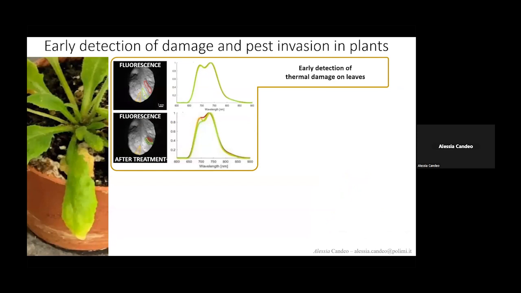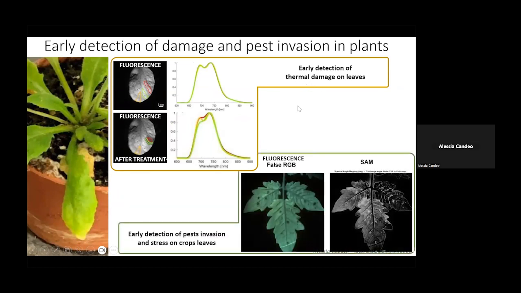Lastly, I'd like to mention that we also looked at the early detection of damage and pest invasion in plants. We looked at what happens when you change the temperature locally on a leaf or on a full plant, and we observed a variation in the chlorophyll emission even immediately after the increase in temperature. So it was possible to detect this thermal damage very early. It was also possible to study, for example, the early stress induced by pest invasion on crop leaves.